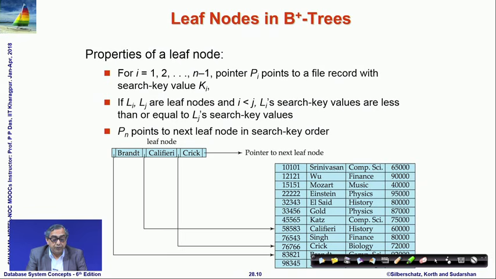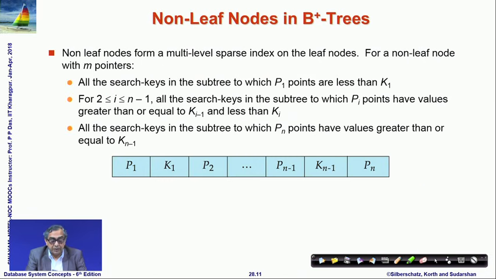So, for a leaf node, the pointer pi points to the file record with the search key ki, and if there are two leaf nodes Li and Lj, and i is less than j, then Li's search key values are less than or equal to Lj's search key values. This is the basic ordering that we had seen in 2-3-4 tree, that is what is getting generalized.